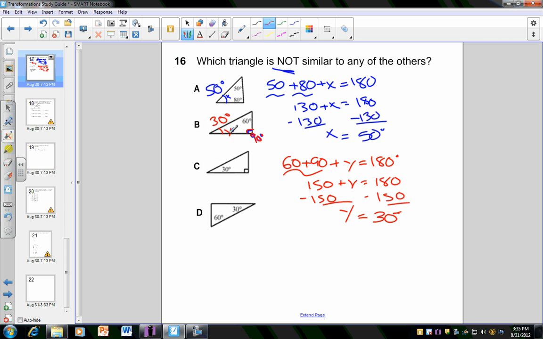So the answer is either going to be A or B. It's got to be one of these two. Here I see 30, here I see 90, so this one's got to be 60. Here I see 30, 60, so I'm guessing this one's also 90. So the answer's got to be A. It's the only one that's not similar. Everything else is a 30, 60, 90 triangle.